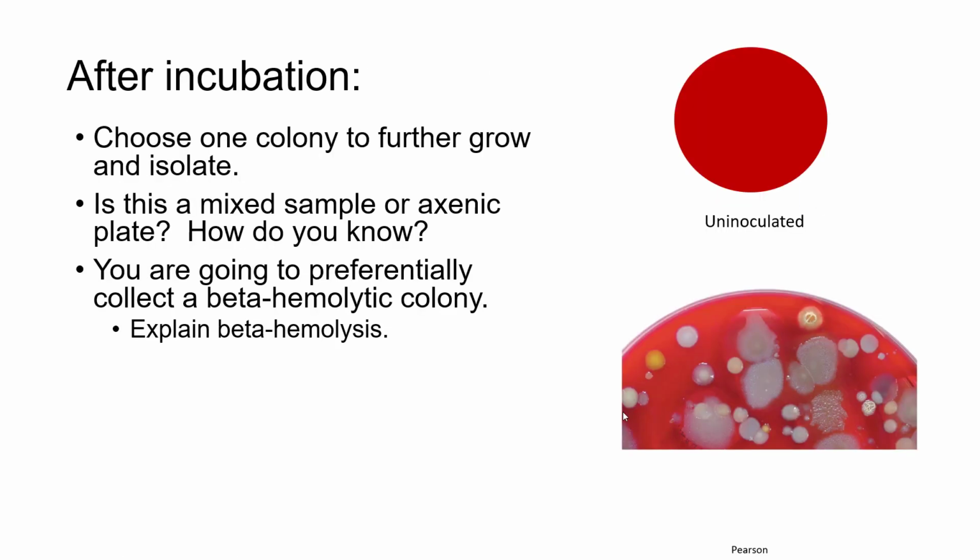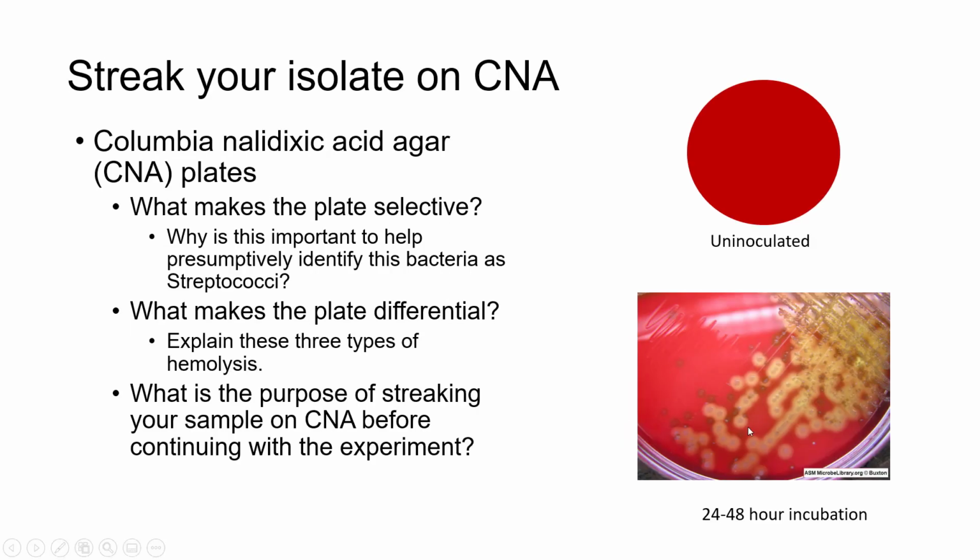So let's say you did the streak and then you grew it on the plate, and you might get a mixed sample on the plate. What we're looking for is a sample that can grow on the Columbia nalidixic acid agar. So remember, this nalidixic acid is an antibiotic that prevents any enteric gram-negative bacteria from being able to grow. So we want to select for gram-positives, and you might get a result like this.